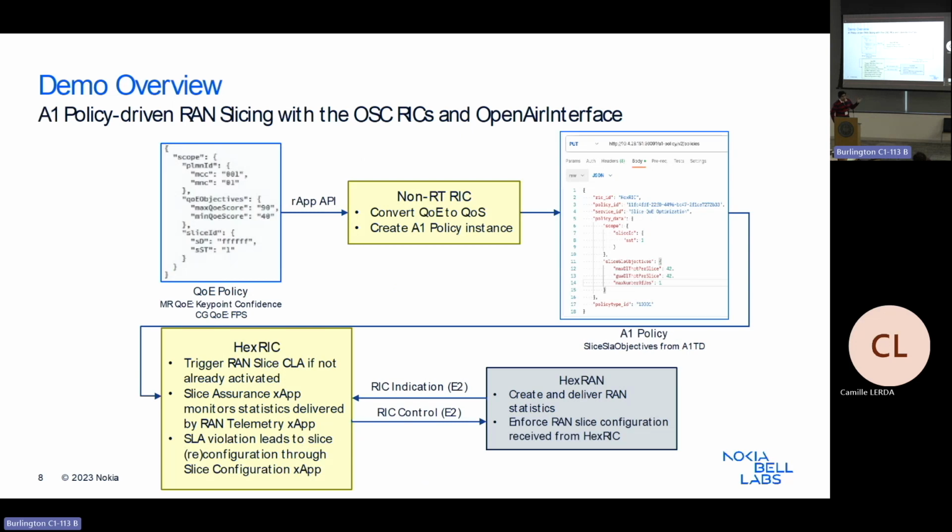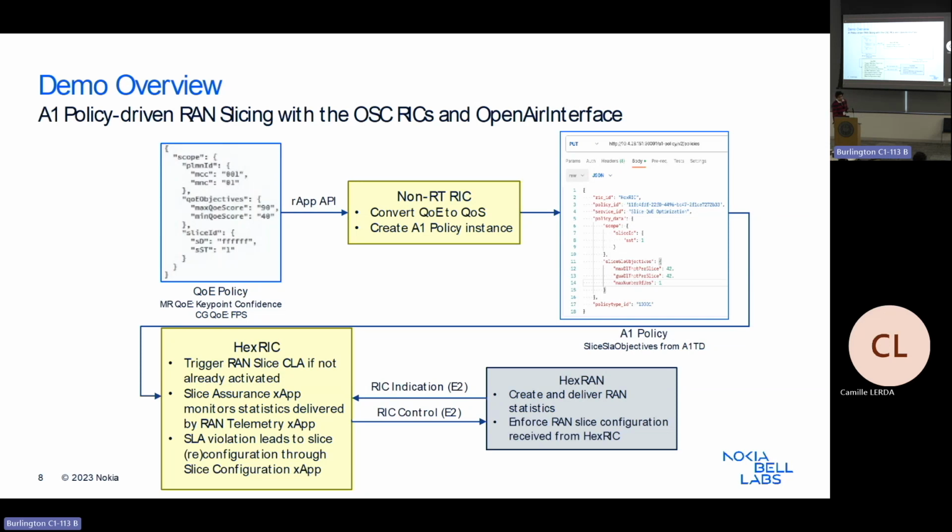And a quick overview of what we can expect to see as part of the A1 policy showcase is that you start off with a QoE policy, right? Since we're focusing on two specific applications for mixed reality, the QoE we are looking at is the keypoint confidence. That's how confident your detection algorithm is of the landmarks of the human pose being detected. And the QoE for the cloud gaming use case is frames per second. So what FPS can you achieve at the user, right? And this information is conveyed over an API provided by the RAP.